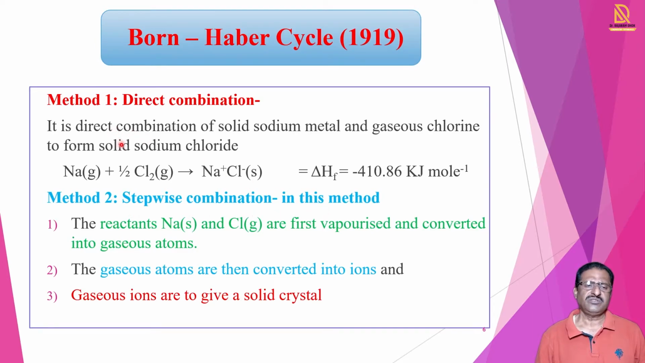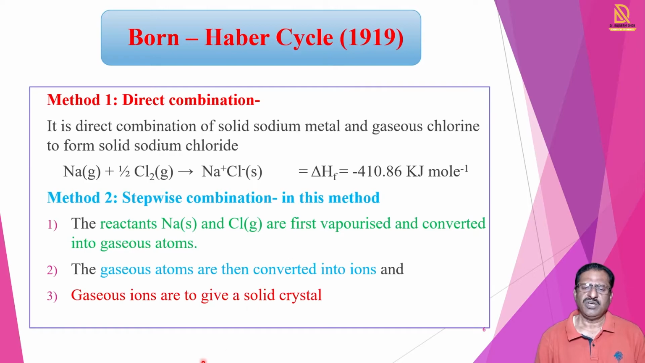The direct method means there is direct combination of solid sodium metal and gaseous chlorine, and it forms sodium chloride. In this direct reaction, we write Na solid plus 1/2 Cl2 gas gives NaCl, that is solid state. And in that case, delta Hf is equal to minus 410.86 kilojoule mole raised to minus 1. So this is the one-step reaction, or direct combination.